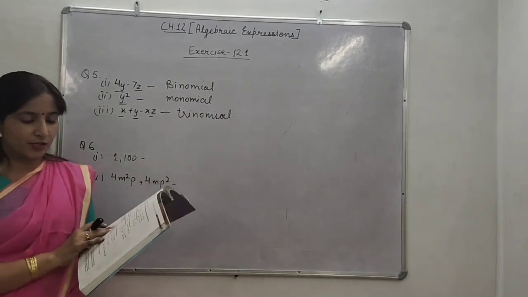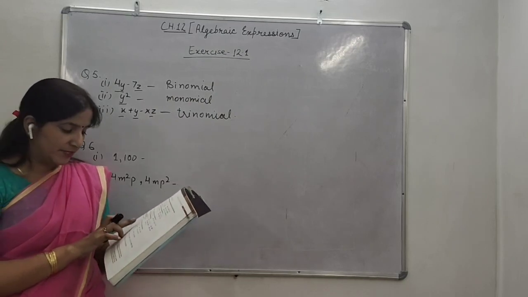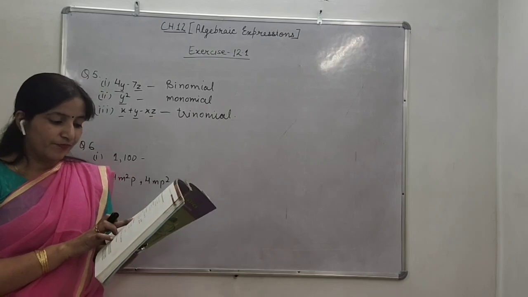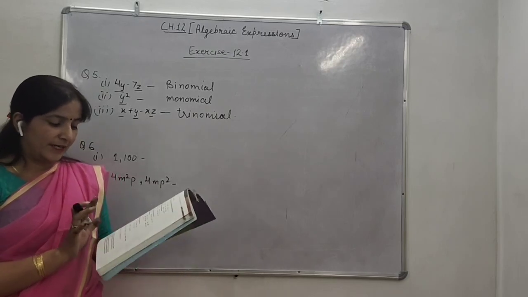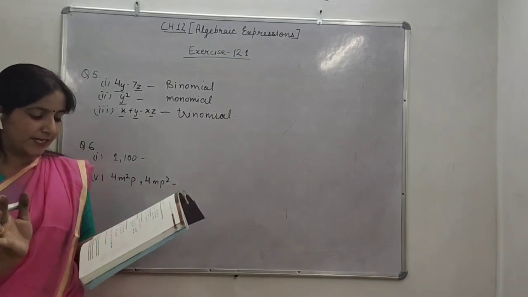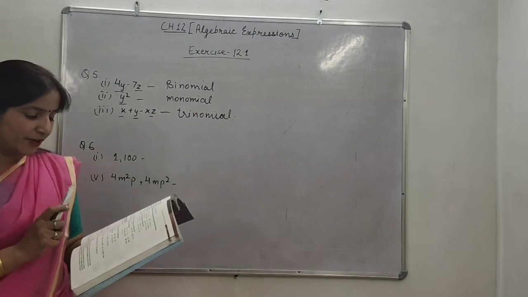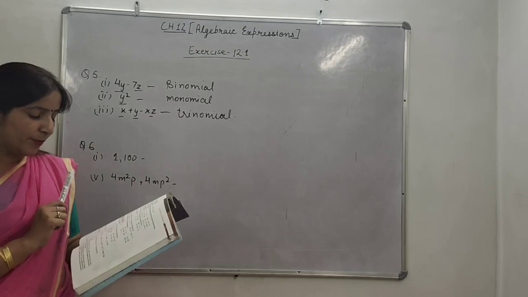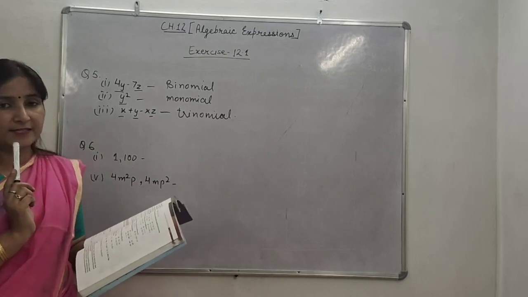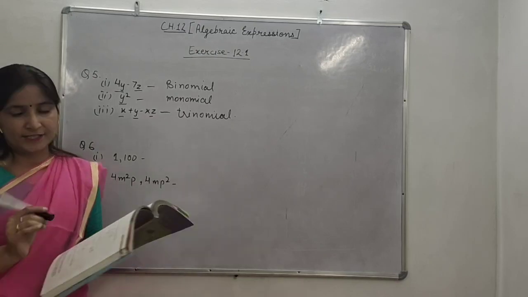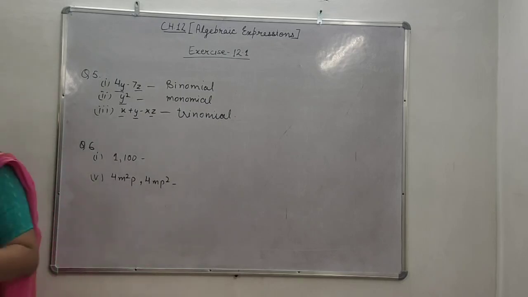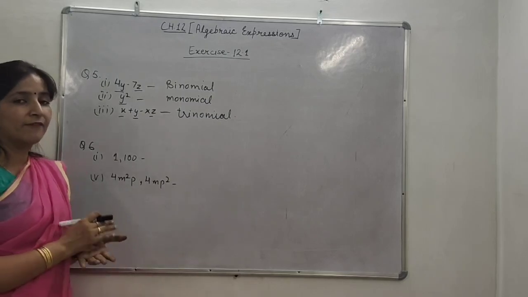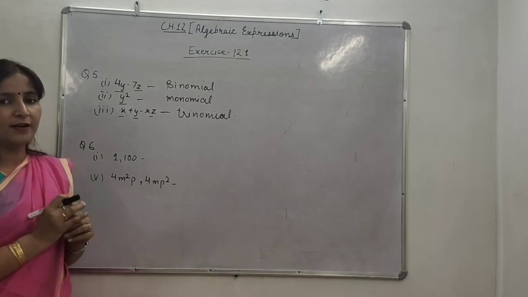Now let us start question number 6. In question number 6, the question is to state whether a given pair of terms is of like terms or unlike terms, in which 6 parts are given, and in every part there is a pair given. So for that given pair, you need to tell if it is like terms or unlike terms. Like terms, as you know, if they have the same algebraic factor, then they are like terms, and if they have different algebraic factors, then they are unlike terms.